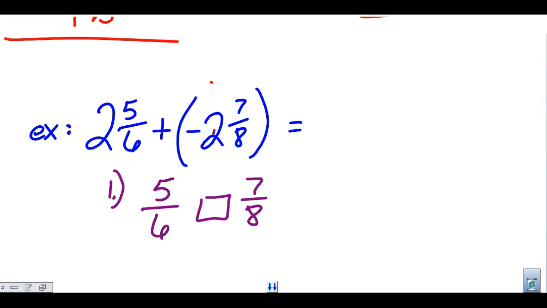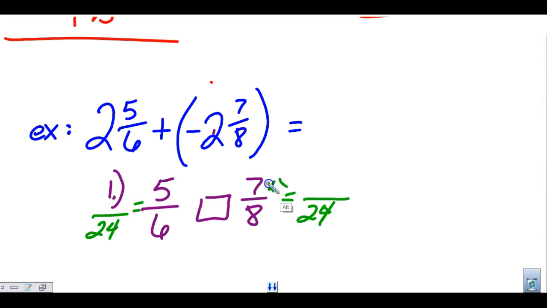There's a couple ways to solve. The first way is to find the common denominator, and then from that, utilize the numerators in order to see which one's larger. So the common denominator here of 6 and 8 is going to be 24. 24 is the least common denominator, as in it's the smallest multiple that both of them have.